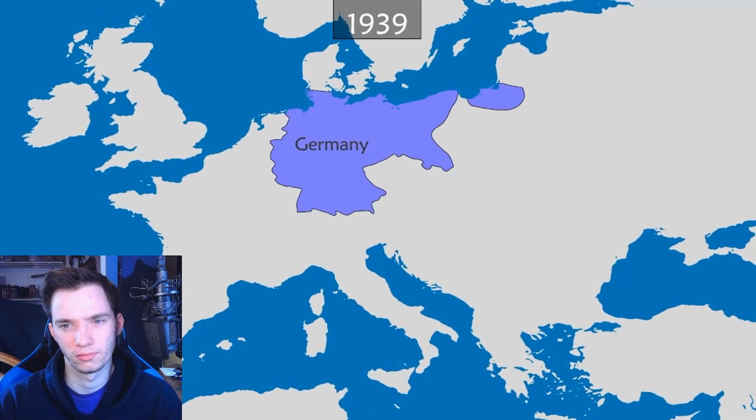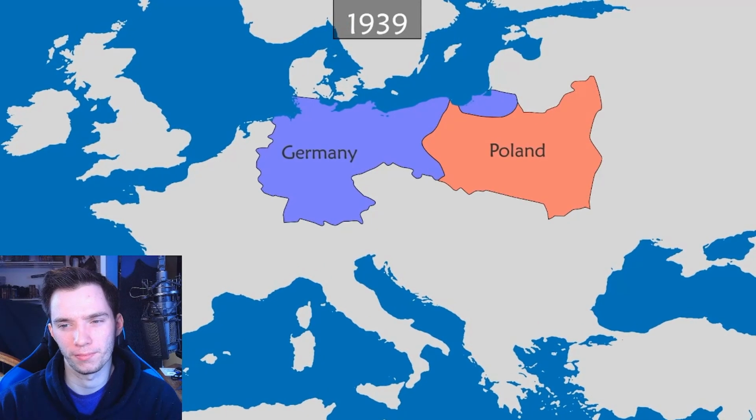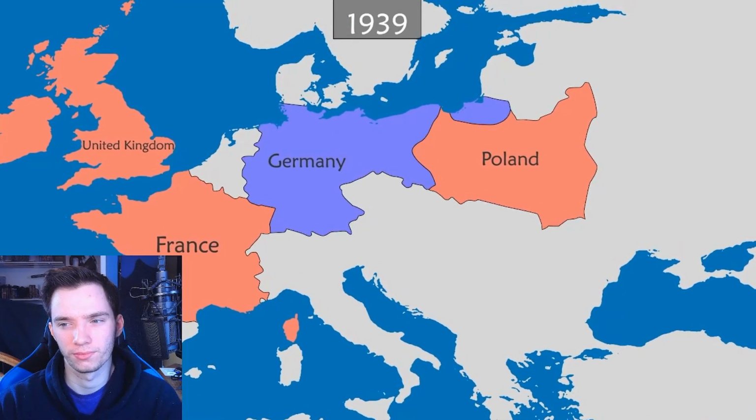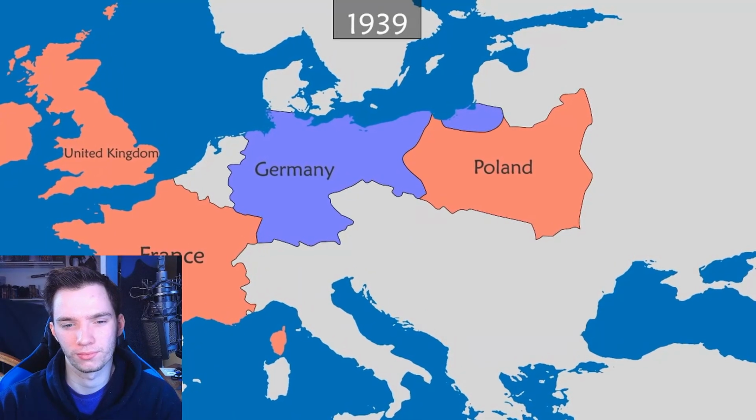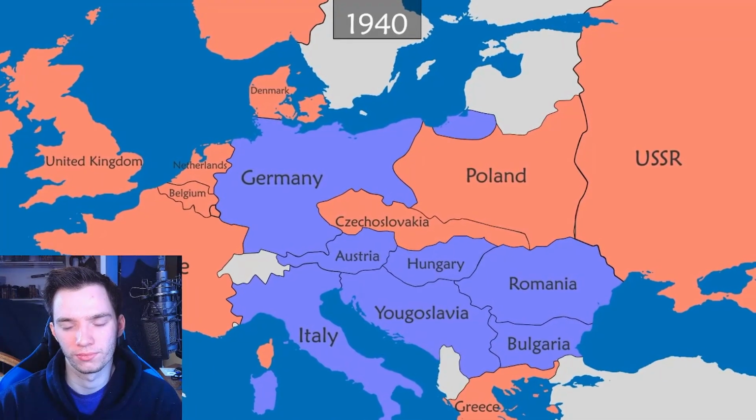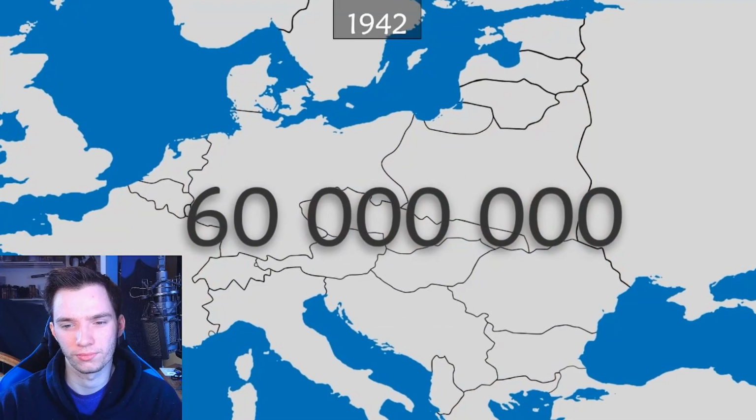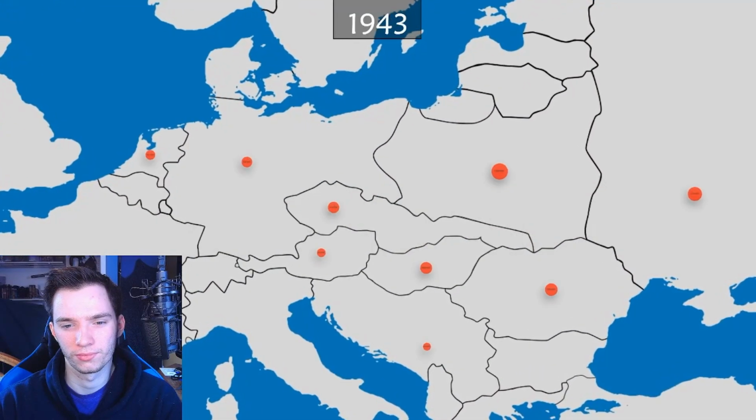In September 1939, Germany invades Poland. Britain and France respond by declaring war, sparking the beginning of World War II. In 5 years, the conflict claims more than 60 million lives, including almost 6 million Jews targeted.